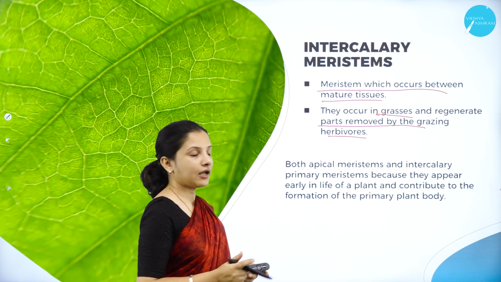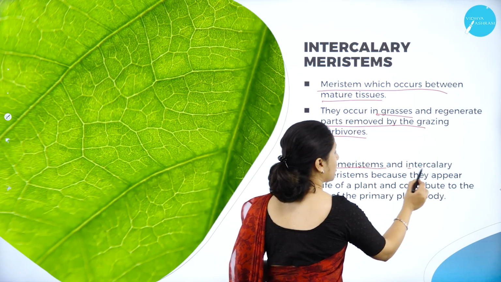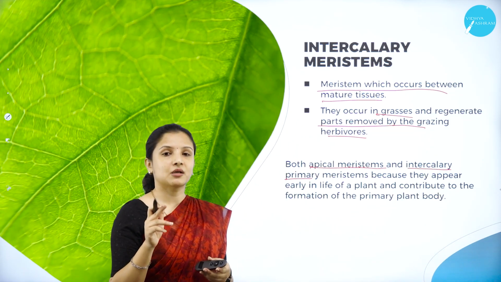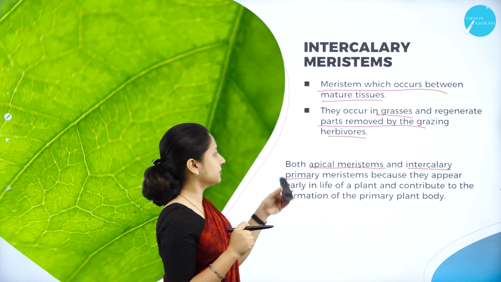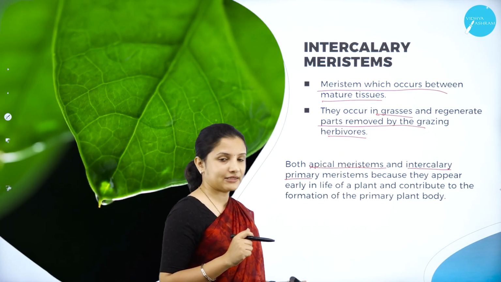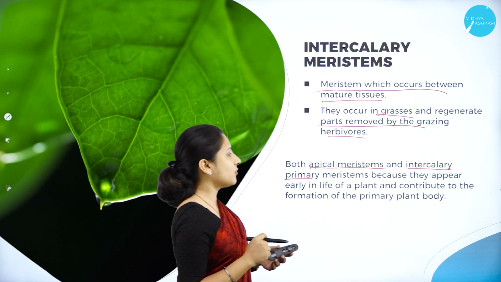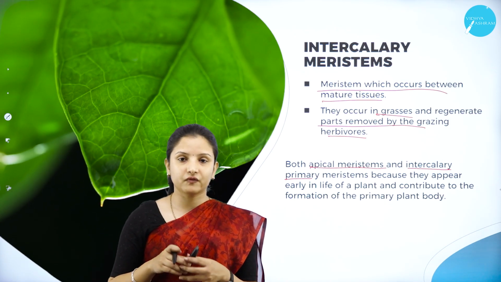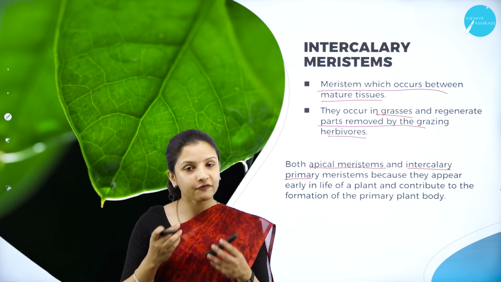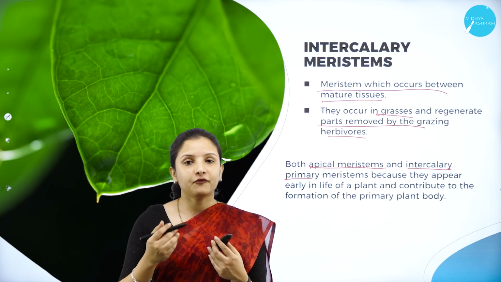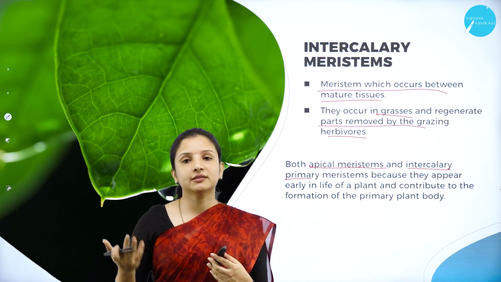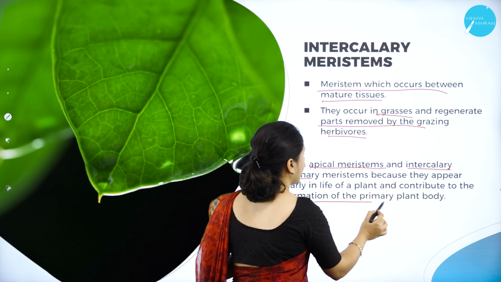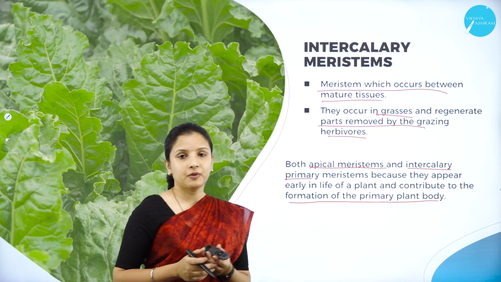So both apical as well as intercalary meristems. What are the apical meristems? That is the SAM, the shoot apical meristem, and the RAM, the root apical meristem. Both the apical meristems as well as the intercalary meristem form the primary meristem. Why? Because they appear early in the life of the plant. As I told you, they are called the first formed because they are formed first. From those, newly synthesized cells again start to form. Therefore they help in the formation of the primary plant body.